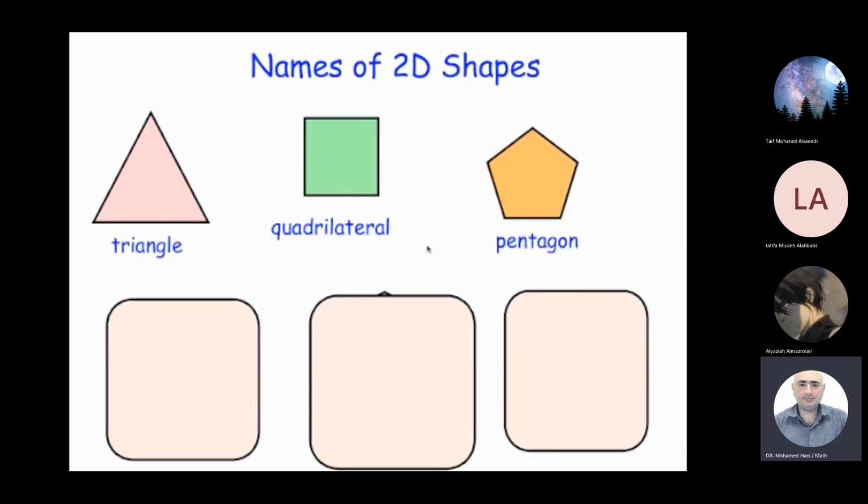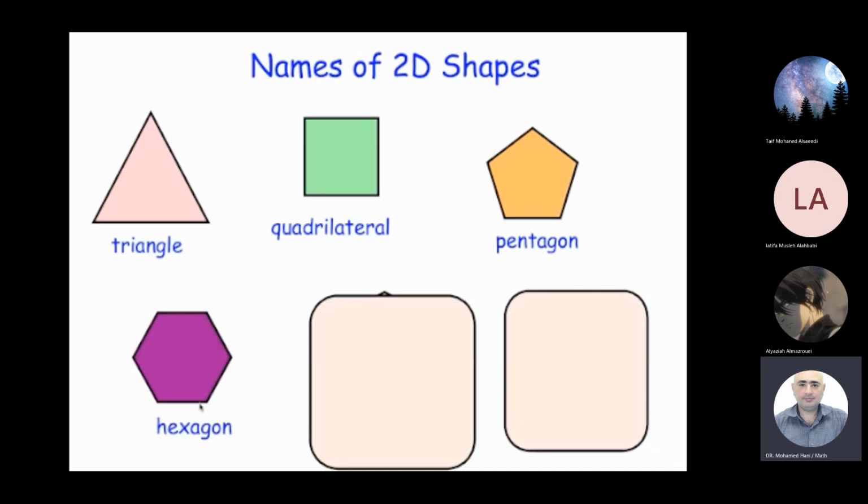With five straight sides, it's called a pentagon. Just like the building in America, which looks very similar to this, it's got five straight sides. So a pentagon is a shape with five straight sides. Next, this shape with six straight sides is called a hexagon. Notice the word six has got the letter X in it, and so does hex. Okay, so hexagon is six straight sides.